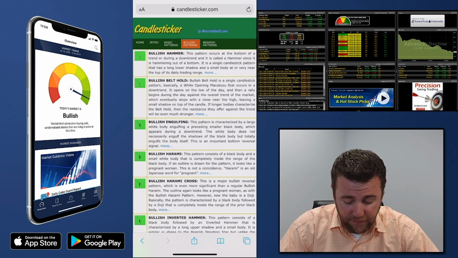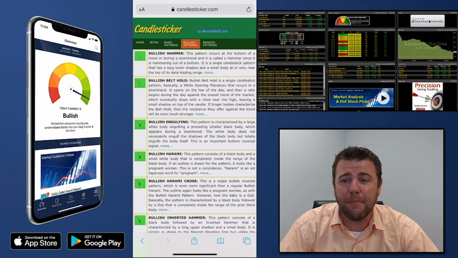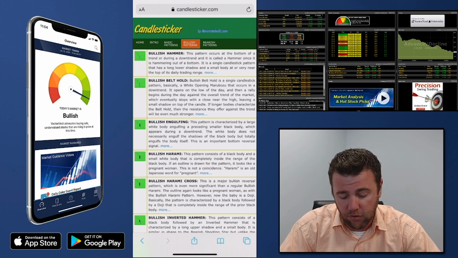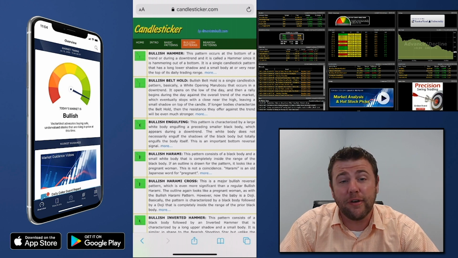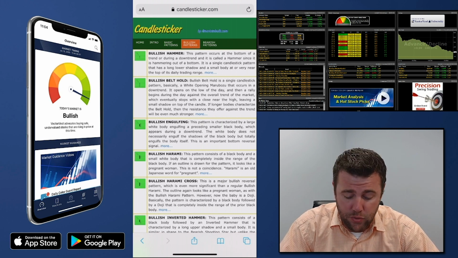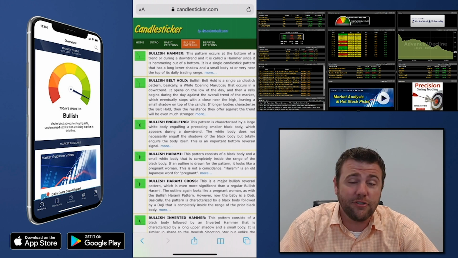I used it when I first started learning, but there's a couple of them here that we're going to identify. We're going to talk about a couple of bullish patterns. We're going to talk about a couple of bearish patterns. So I wanted to point this out to you guys first and foremost to give you a free source out there that you can use to learn about other patterns if you're interested in them.